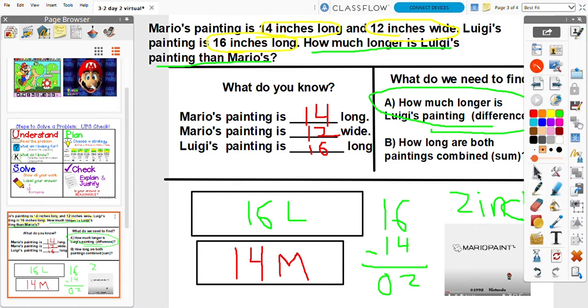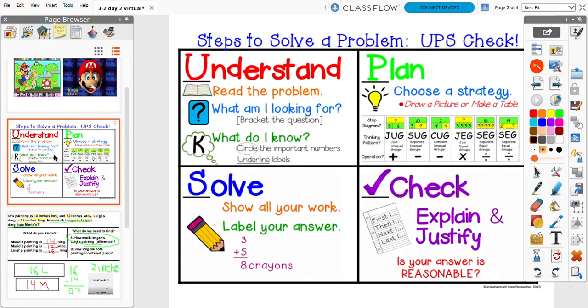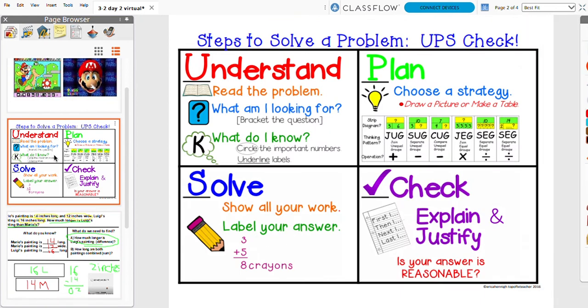So I hope you remember to use a plan like UPS. I think of a UPS truck. Understand, plan, solve, and check.